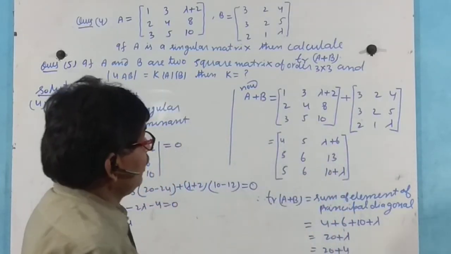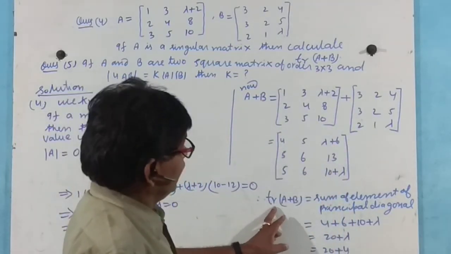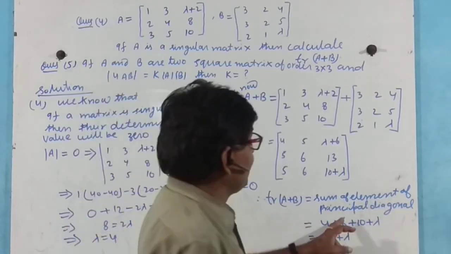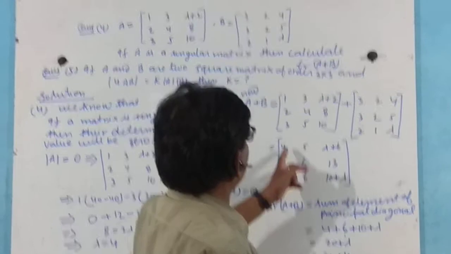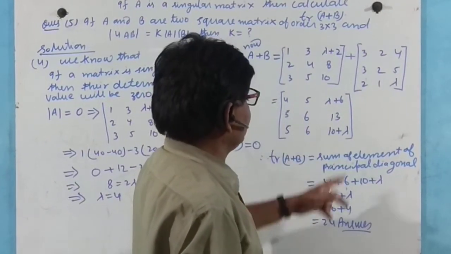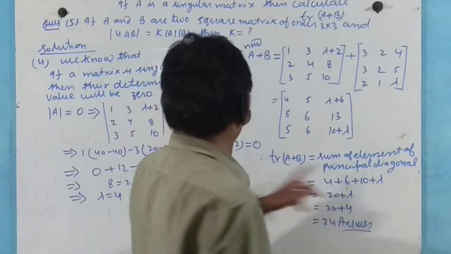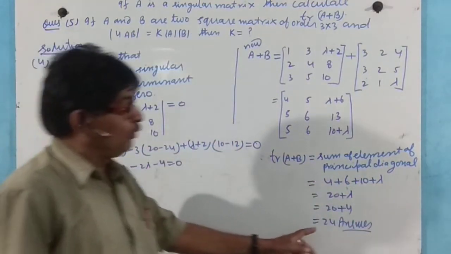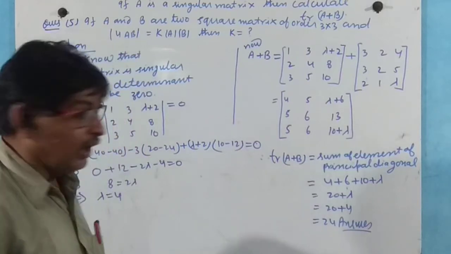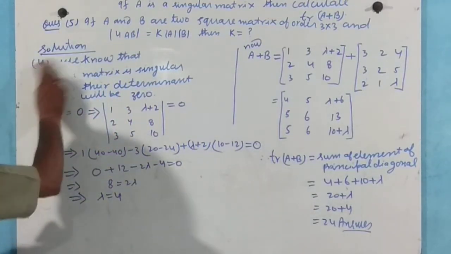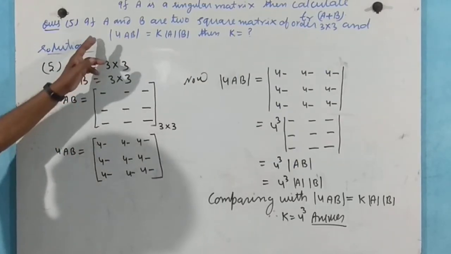Now trace of A plus B is equal to the sum of elements of the principal diagonal. Here this is the principal diagonal: 4 plus 6 plus 10 plus lambda, and putting the value of lambda from here gives the value 24. This is our result.